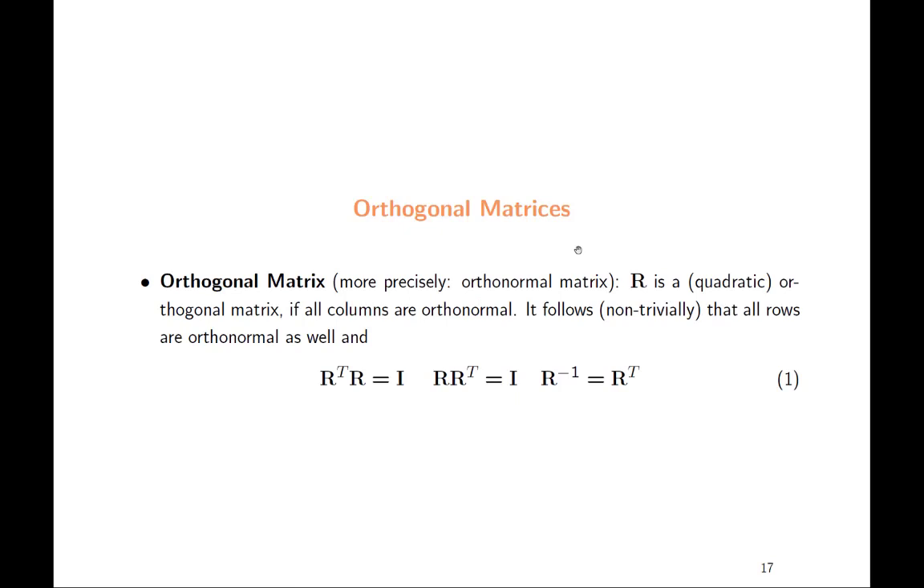There is something called an orthogonal matrix. It should really be called an orthonormal matrix, because the length is normalized. So R is a quadratic matrix, and it's an orthogonal matrix if all columns are orthonormal. And it follows that all rows are orthonormal as well, which is maybe non-trivial. So R transpose R equals the identity matrix because they are mutually inverse. R transpose is the inverse, and R inverse is the same as R transpose.